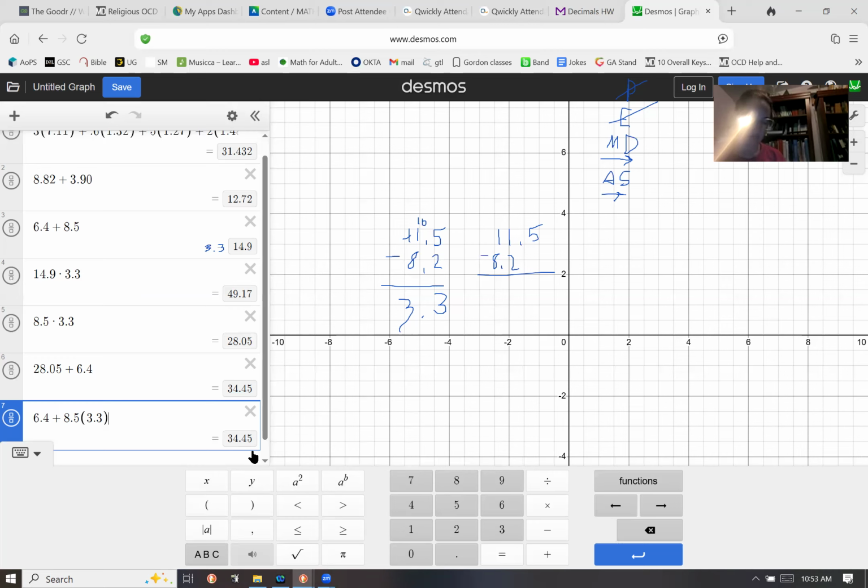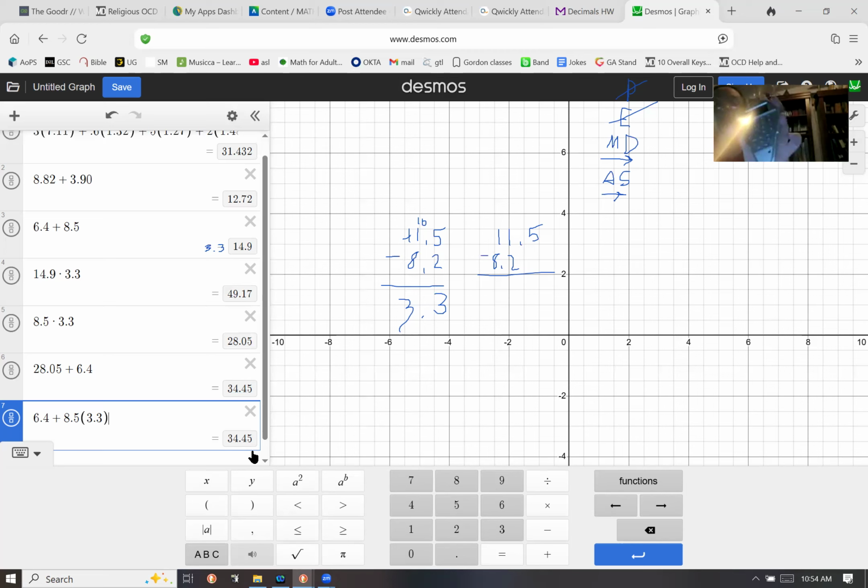junky one. If I do 6.4 plus 8.5, and then hit my times button, it's already added the 6.4 and the 8.5. Then take that times 3.3 and hit equals, it gives me the 49.17, which is not correct. It's not the right answer. The right answer is 34.45.